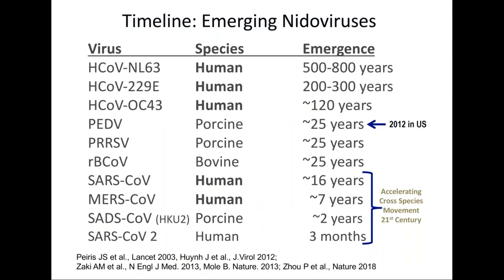So to begin to introduce the topic of the spike glycoprotein structure and function, I just want to remind the group that there's been a long history of emerging coronaviruses over the past 800 years. The emergence of human coronaviruses and animal coronaviruses seem to be accelerating in the 21st century, starting with SARS coronavirus about 16 years ago, which is on the bottom of the slide. MERS coronavirus about 7 years ago at 2012. There's a porcine coronavirus called SARS coronavirus about 2 years ago that emerged from China, and SARS-2 about three months ago. Next slide.